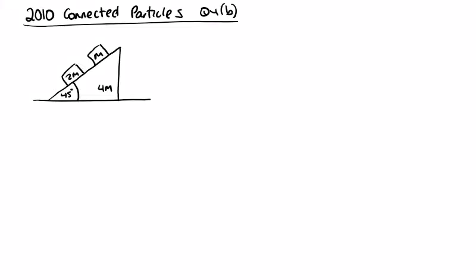2010 connected particles question is a wedge with two particles on it. A smooth wedge of mass 4m and slope 45 rests on a smooth horizontal surface. Particles of mass 2m and m are placed on the smooth inclined face of the wedge and the system is released from rest. Show on separate diagrams the forces acting on the wedge and on the particles. In part 2, find the acceleration of the wedge.